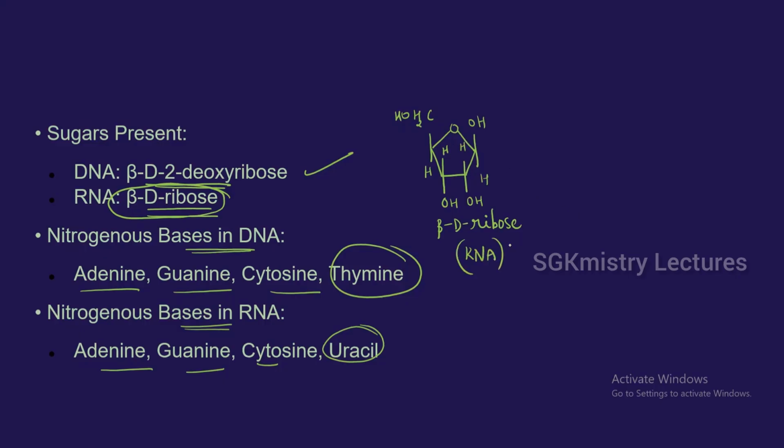Now, when I'm talking about beta D deoxyribose, in case of DNA the sugar that is present is beta D 2-deoxyribose. This is the first carbon atom, second, third, fourth, fifth. Now in the second position, there is deoxy mentioned. So that means the oxygen present here is removed, and the sugar we get is called beta D 2-deoxyribose.